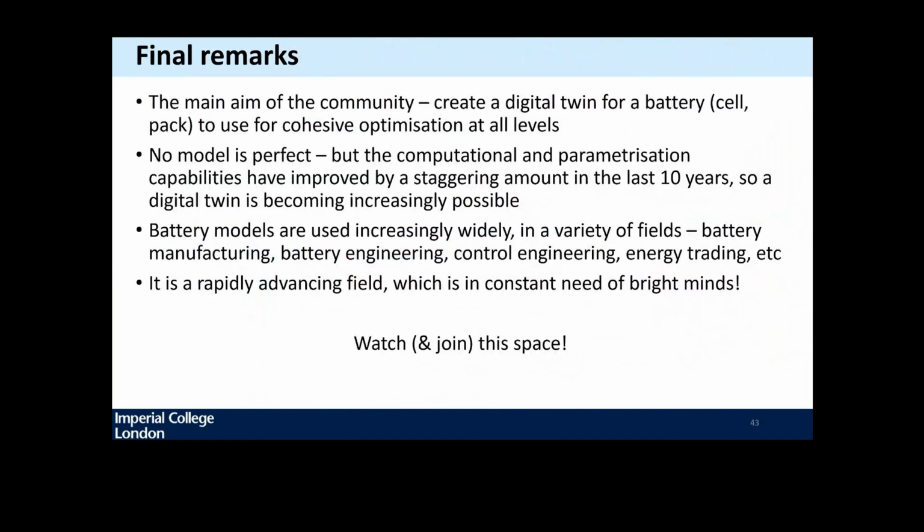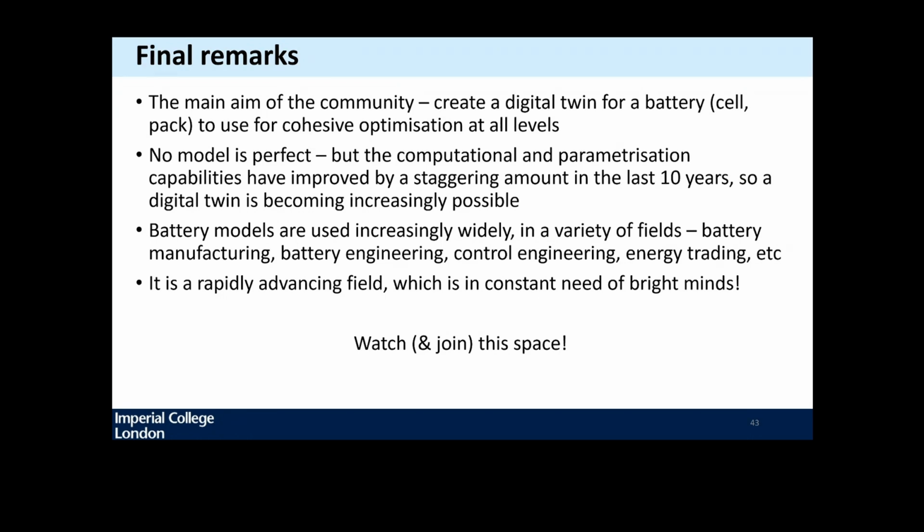And now I just have some final remarks and was hoping to open the discussion if you have any comments or questions. So this is not a summary. This is just some thoughts to leave you with.